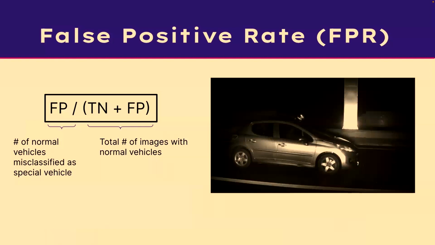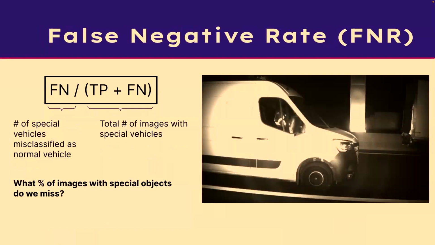And from those metrics, we can define the false positive rate, which is asking, out of all of the normal vehicles, what percentage of them have been misclassified as a special vehicle? And then we have the false negative rate, which is now asking, out of all the special vehicles, how many of them have been misclassified as a normal vehicle? And it would be more important to minimize this rate versus the previous one.